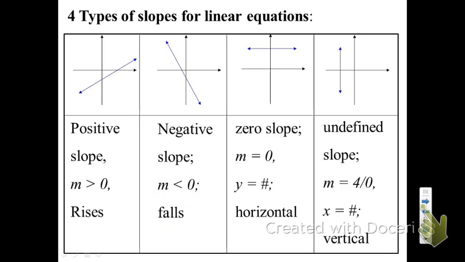The last type of slope we'll talk about is undefined. It's a vertical line, and this occurs when you get m equals some number over 0. Here I have 4 divided by 0. Now we know we cannot divide by 0, so we say that this is undefined. And this will occur when you have an equation that says x equals 2. In this case it looks like x equals negative 2.